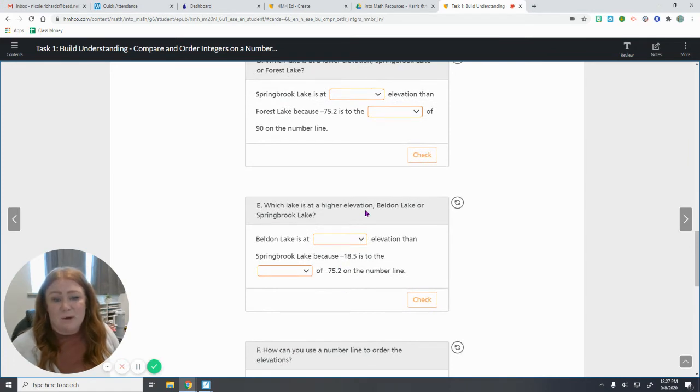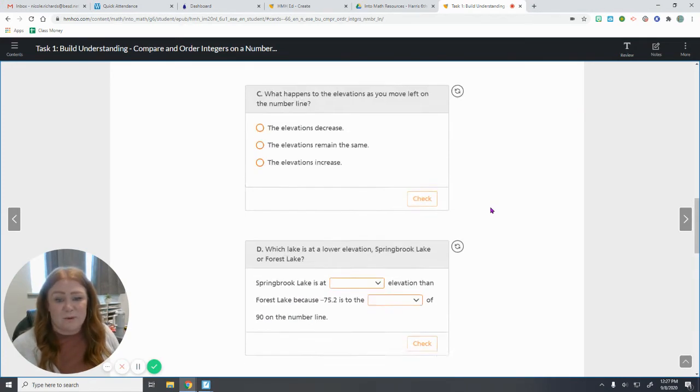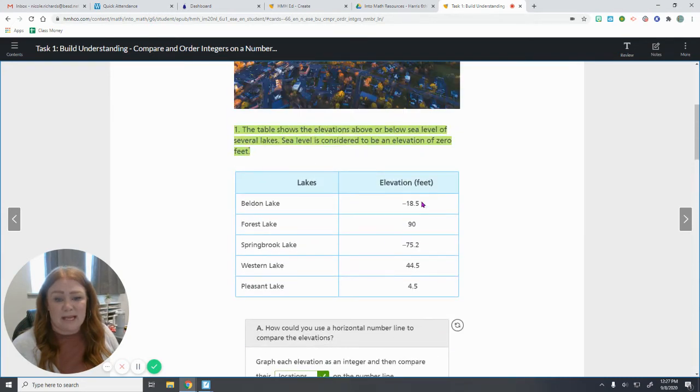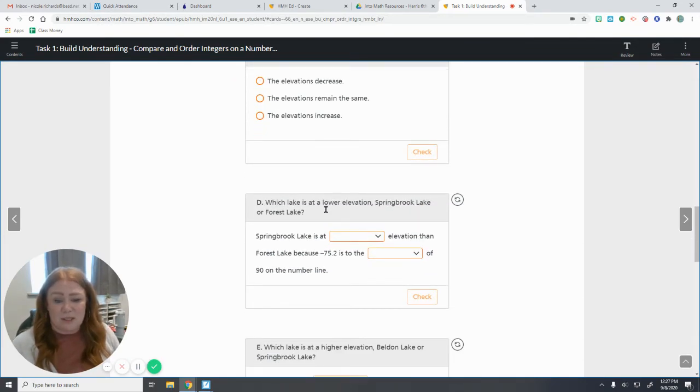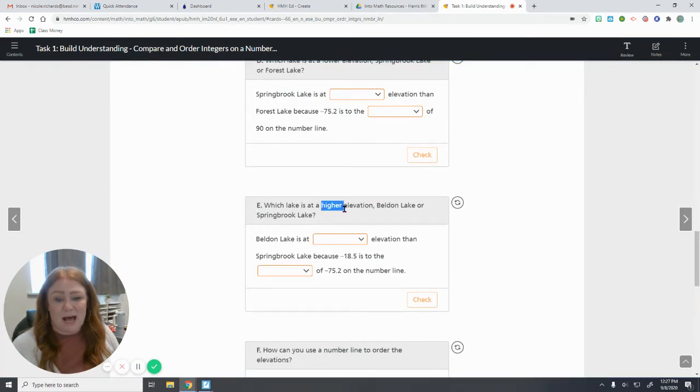Okay, then E wants us to compare Belden Lake and Springbrook Lake. So we're going to come up and look at Belden Lake is negative 18.5 and Springbrook is negative 75.2. And it wants to know which one is higher this time. So which one is farther to the right or which one would be higher up?